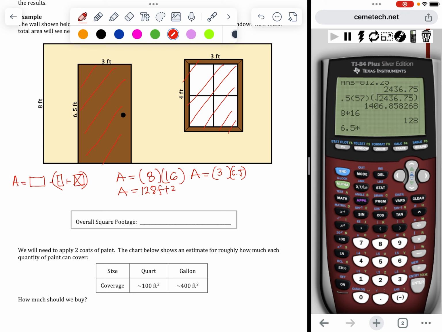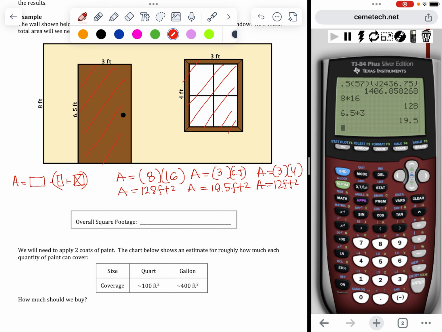6.5 times 3, 19.5 feet squared. And then lastly, the area of that window, base times height. It's a 3x4, so the area of that is 12 feet squared.